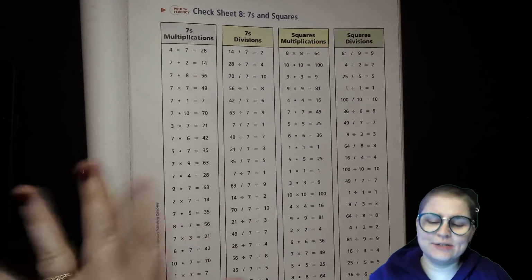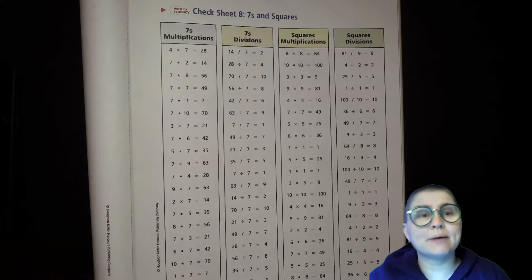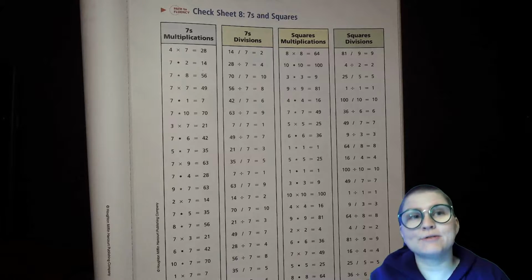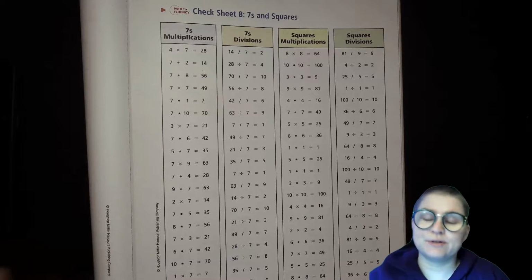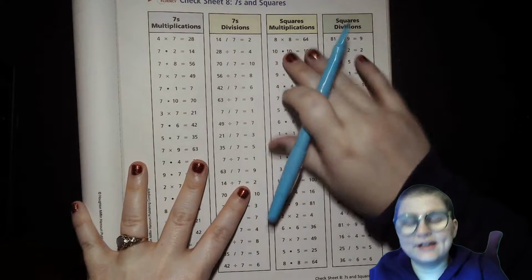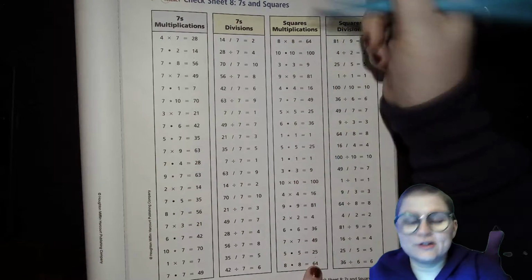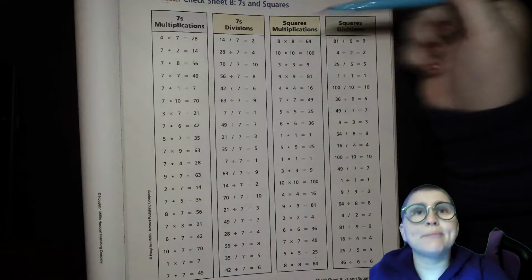And we're continuing talking about our sevens and our other multiplications. But we're specifically talking about square multiplications, square numbers, and square division. So take a look at this column right here. It's called square multiplications. And what do you notice about both of the factors?